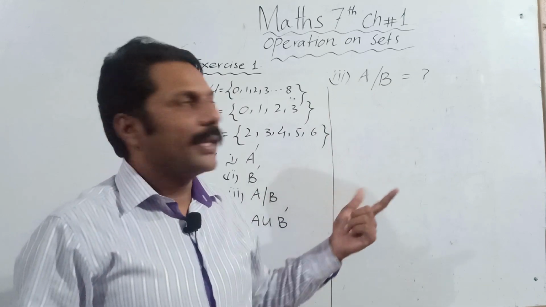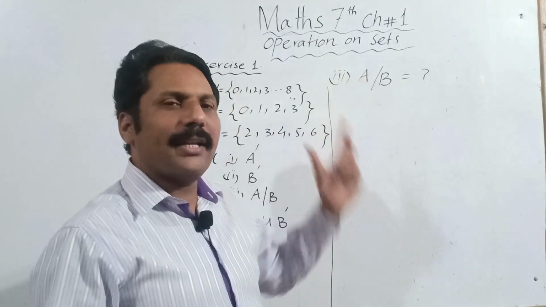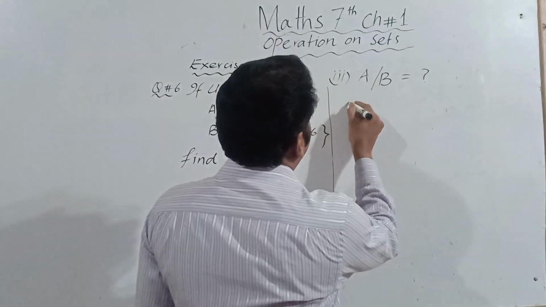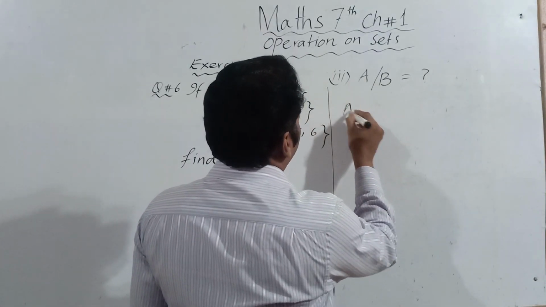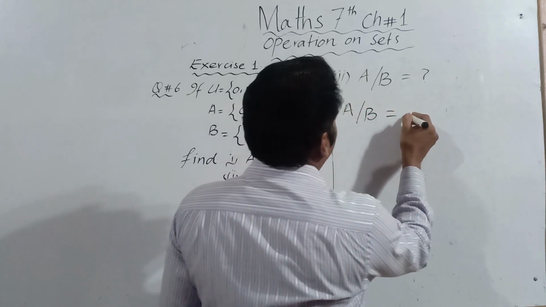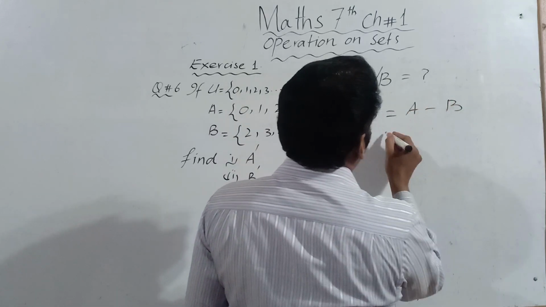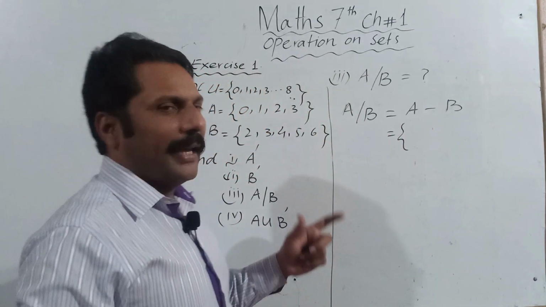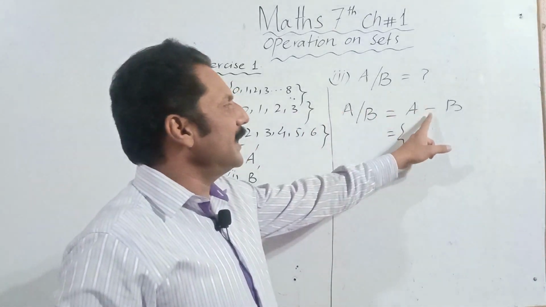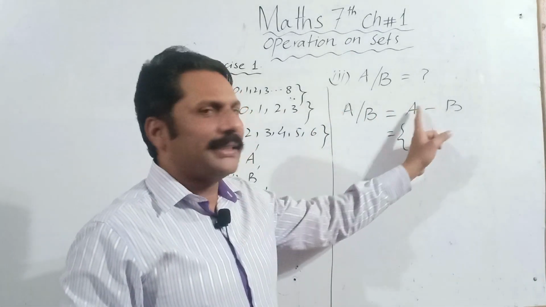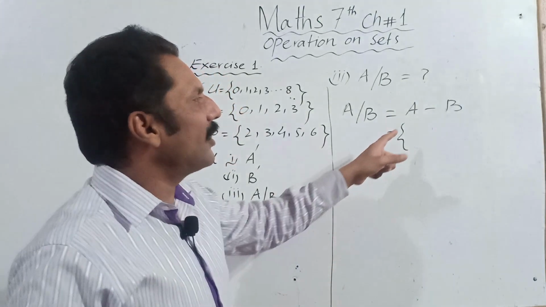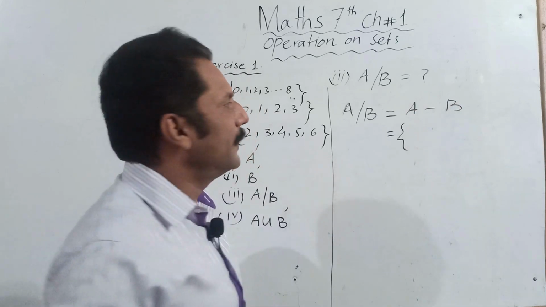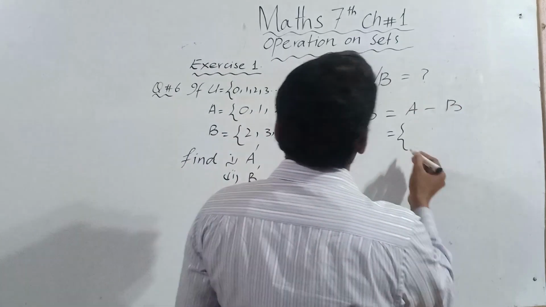A slash B. We can read it as A slash B, and the formula to find A slash B is A minus B. As we have already done in the complement, when there is a negative sign or minus sign between two sets, then the answer will consist of the elements which are present in the first and not present in the second. Same method. Okay, A minus B, 0, 1, 2, 3.